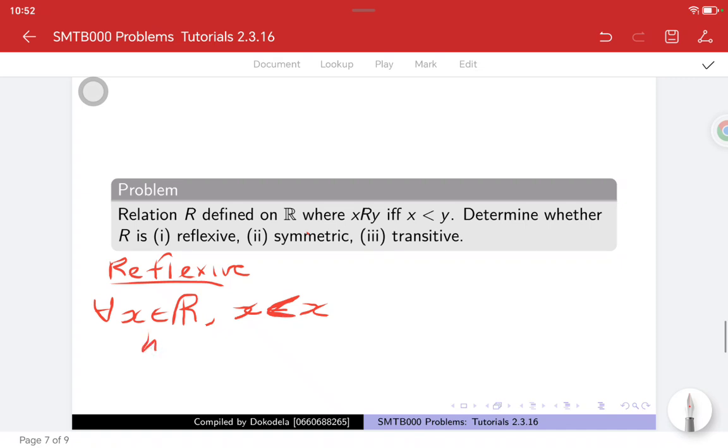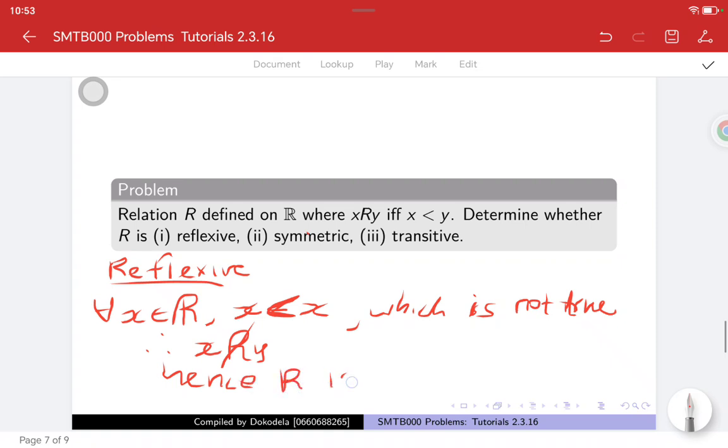Which is not true. Therefore, since here we're using xRy, x cannot be related to y. Hence, R is not reflexive. So R cannot be reflexive here.